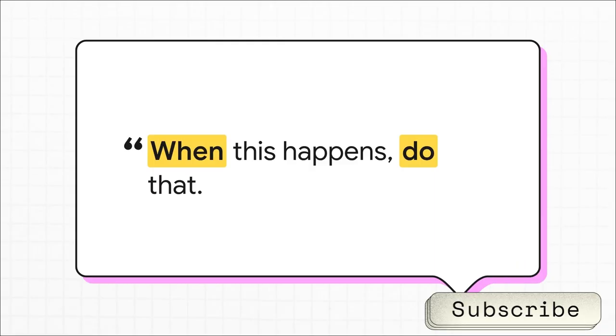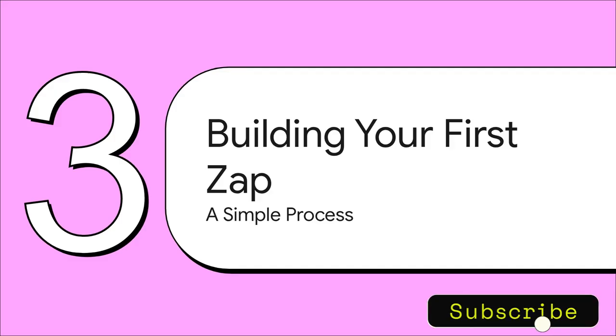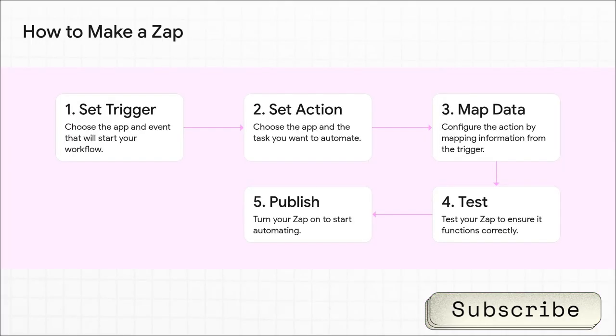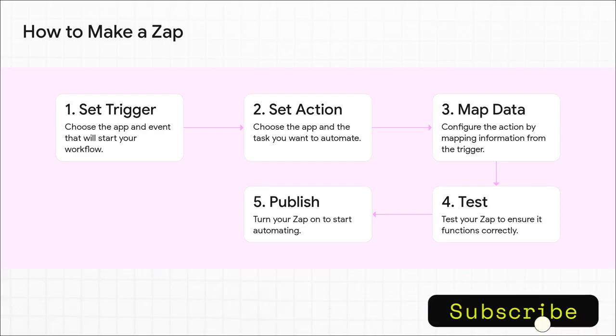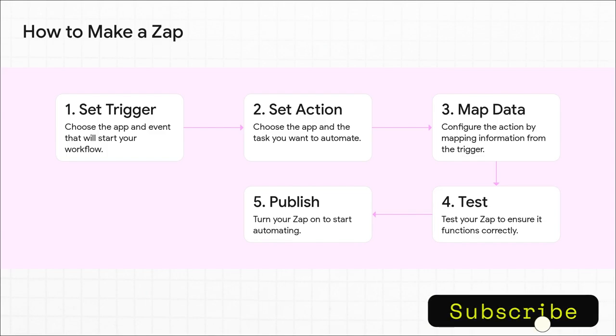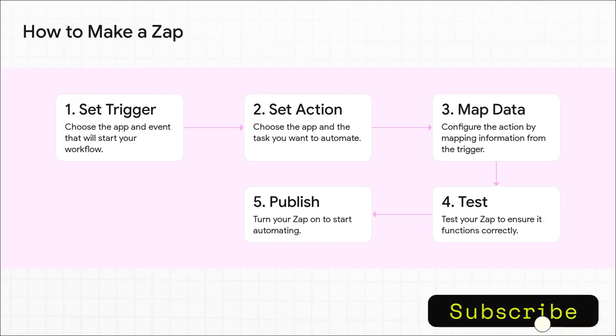Okay, so that's the theory, but how does this actually look in practice? Let's walk through just how simple it is to build your very first zap. Building a zap is basically a 5-step process. First, you pick your trigger. Second, you choose your action. Third, and this is the important part, you map your data. That's just a fancy way of saying you tell Zapier which piece of information from the trigger should go into the action. After that, you test it out to make sure it works, and finally, you publish it and it's live.